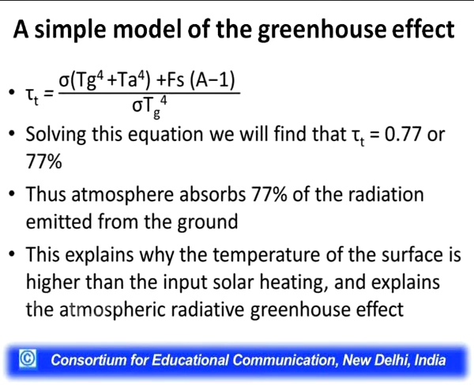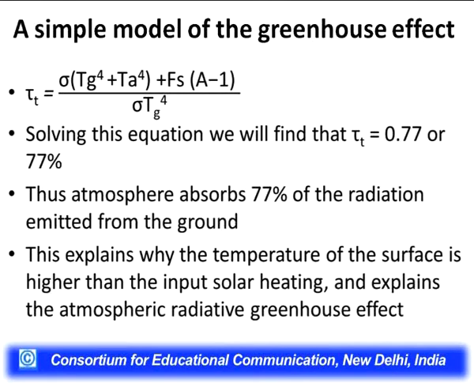If we further solve this, we will find tau t equivalent to sigma Tg to the power 4 plus Ta to the power 4 plus Fs multiplied by (A minus 1) upon sigma Tg to the power 4. Because all the factors present here are known and can be obtained somehow, if we solve this equation, we will find a value of tau t equal to 0.77. So this 0.77 actually represents 77%.